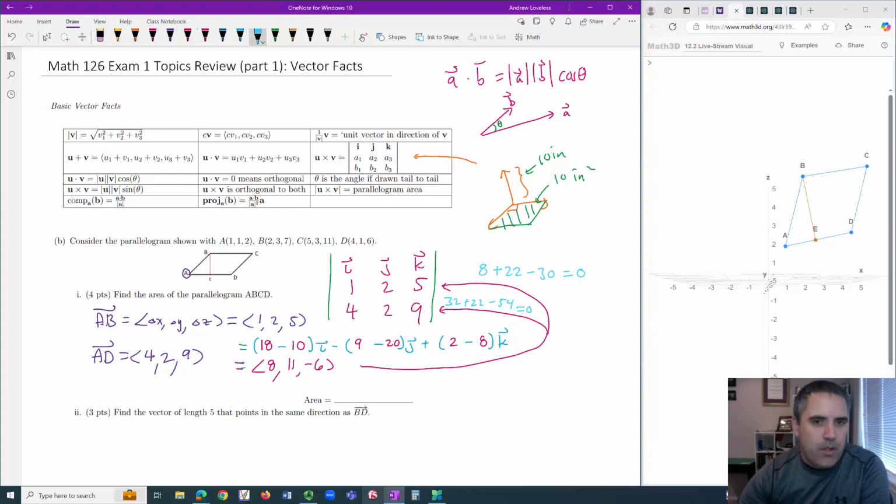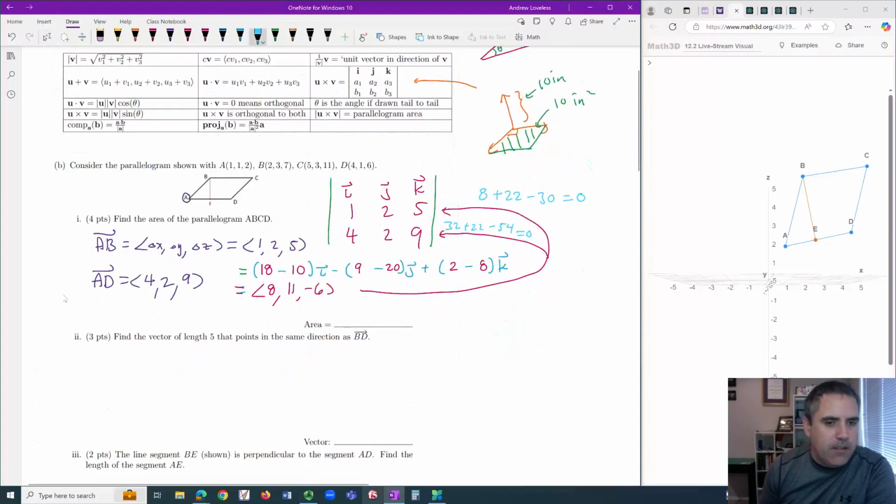Okay, last piece of the puzzle. What's the area? It's the length of that vector, so it's the magnitude of this vector. So I think maybe just for time, I'll write the square root of 8 squared plus 11 squared plus 6 squared. Done. That's it. So that should be something we're ready to do.